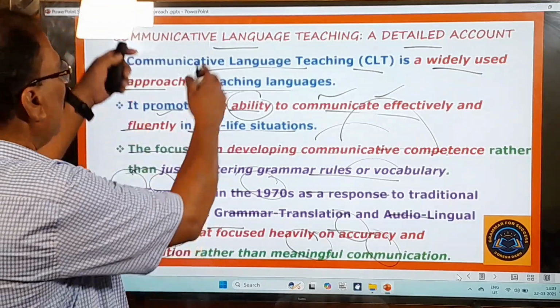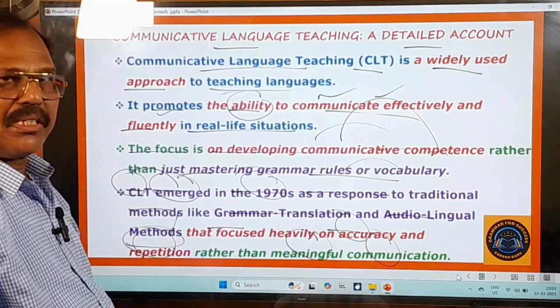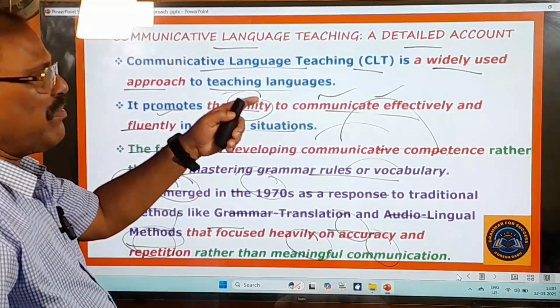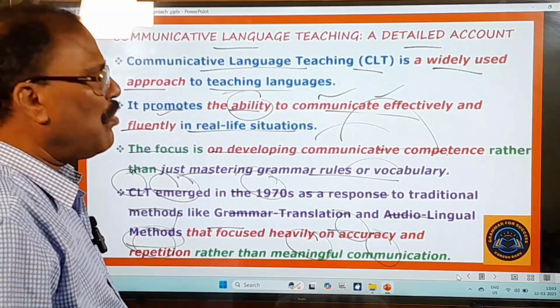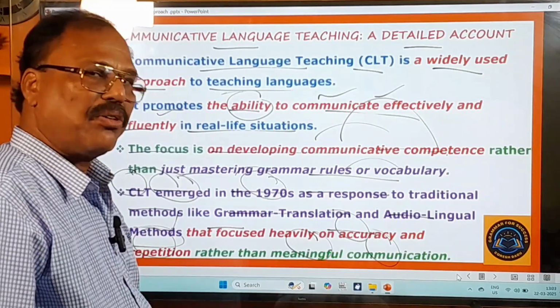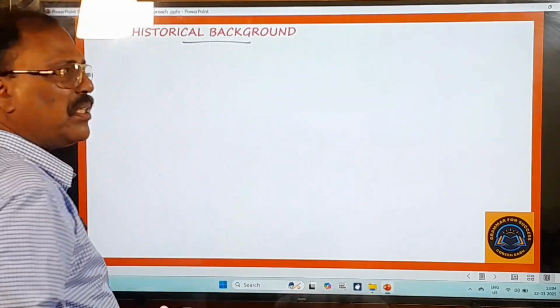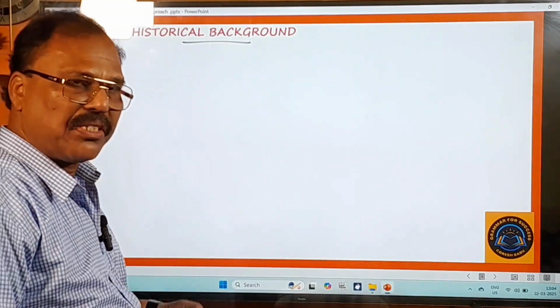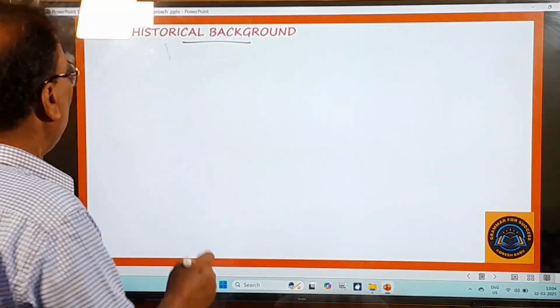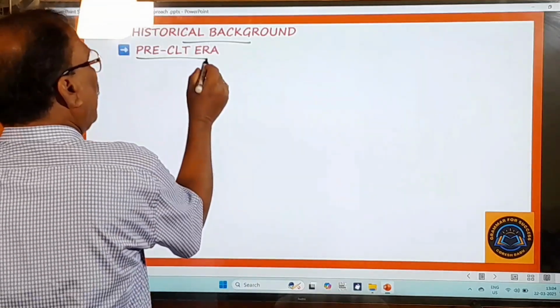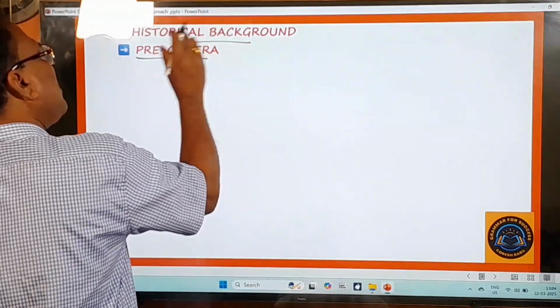Okay, these are the important introductory points about the communicative language teaching approach. And now we are going to learn a few more important things about this method. Historical background. What is the historical background of CLT? That means here you see the pre-CLT era. What happened in the pre-CLT era?